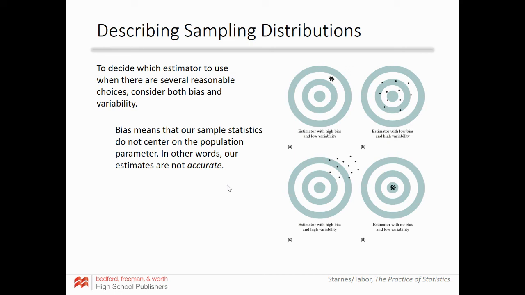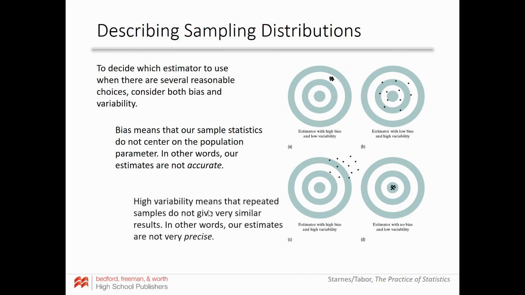So for example, that would be these first two, right? If these are all my data points, they are not close to the center. These are not close to the center. So they are not honing in on the true value. Right? High variability means that repeated samples do not give very similar results. In other words, our estimates are not very precise. So the data is very spread out.